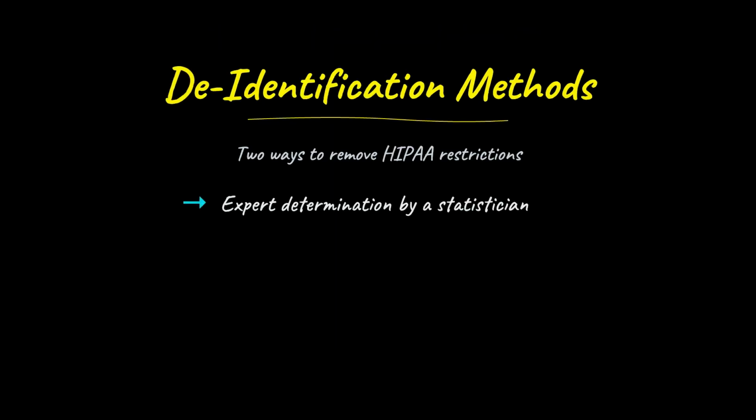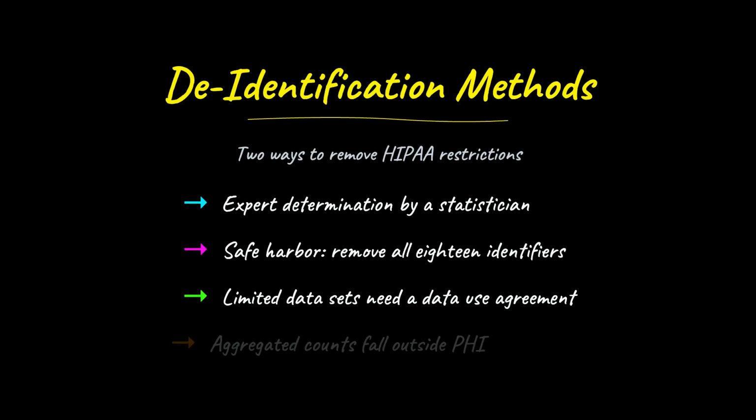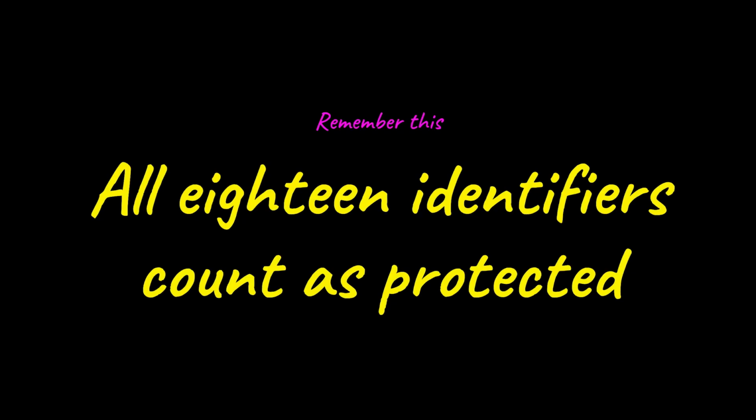Removing all identifiers creates de-identified data that's free of HIPAA restrictions through expert determination or the safe harbor method of stripping all 18 identifiers. Limited data sets keep some elements like dates and zip codes, but require a data use agreement, while fully aggregated data falls outside protected health information entirely. When in doubt, the safe harbor list is comprehensive. Names, dates, addresses, and contact details all count as protected health information.